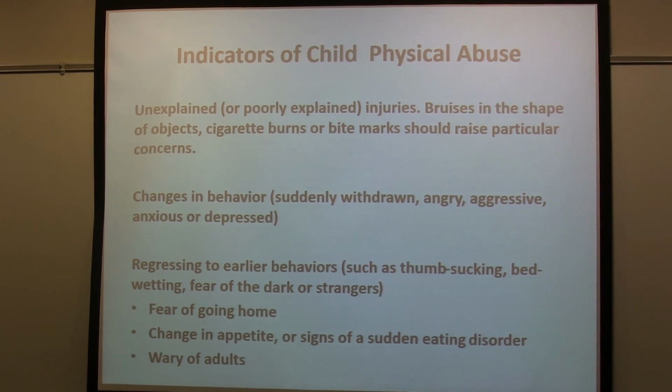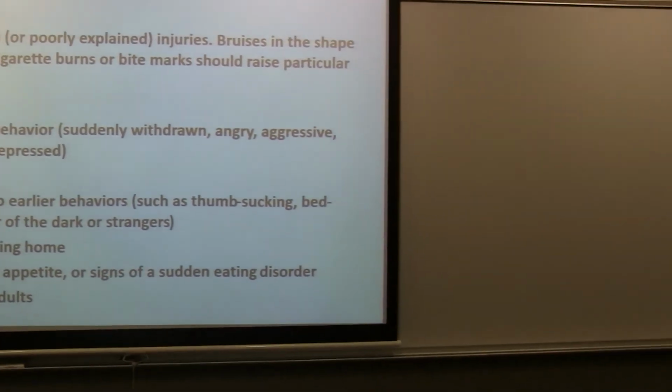What are some of the indicators of child abuse? Unexplained or poorly explained injuries. It could be bruises in the shape of objects, cigarette burns, or bite marks. This should raise particular concerns for social workers, school personnel, or adults in general. Changes in behavior, such as if the child becomes suddenly withdrawn, angry, aggressive, anxious, or depressed. If the child regresses to earlier behaviors, such as thumb sucking, bedwetting, or fear of the dark or strangers. Now, children who are under stress could revert to some of these behaviors, and it might not be that they're being physically abused. However, we always want to be keeping this in mind. Changes in appetite or signs of a sudden eating disorder. And becoming very, very wary of adults. All could be indicators of child abuse.